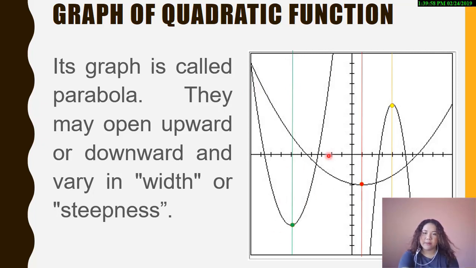The axis of symmetry of the graph of a quadratic function is always a vertical line defined by the x-coordinate of the vertex. Since the axis of symmetry is always a vertical line, the parabola only opens either upward or downward and will never open to the right or to the left.